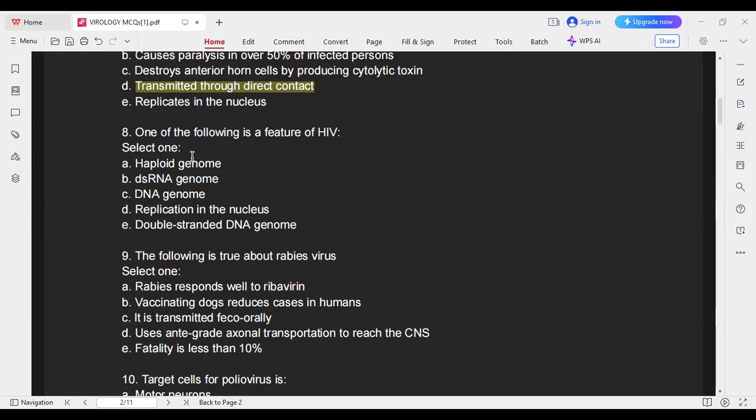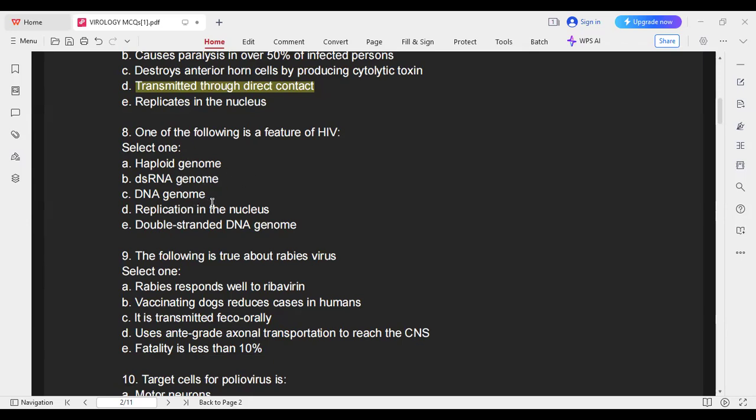Okay, let's eliminate. HIV, haploid genome. So haploid means it is only carrying one copy of the genome. No, we know HIV carries two copies. So it's a diploid genome. Double-stranded RNA virus. Is HIV double-stranded really? HIV is single-stranded. So this is wrong.